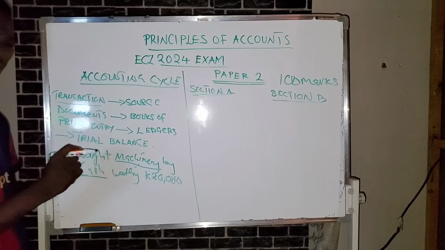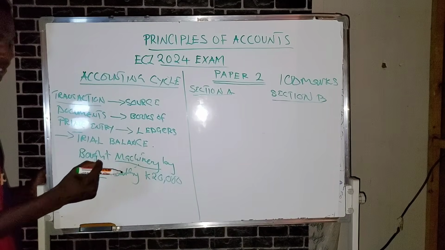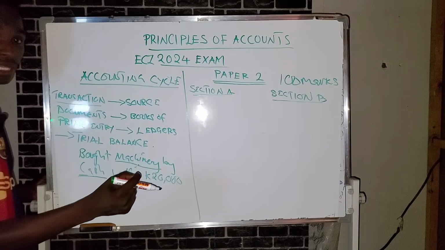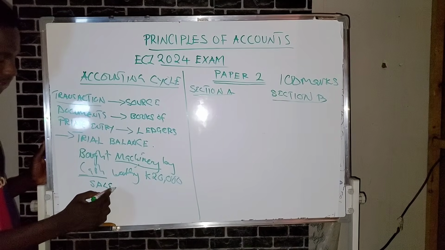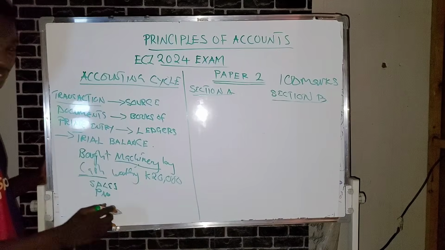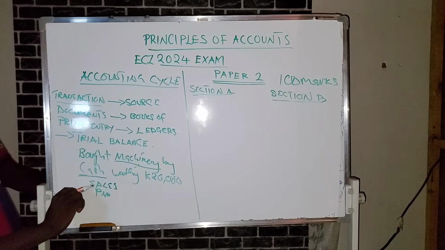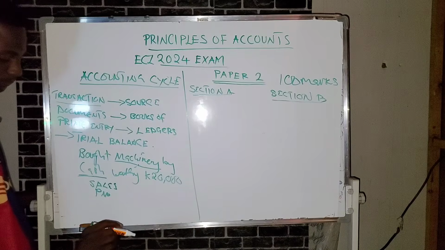You should know the source document and the book of original entry where you record that transaction. Are we together? So you have sales day books and purchases day books. You know those purchases day books. The other name for sales day book is sales journal, by the way. Purchases day book, purchases journal.